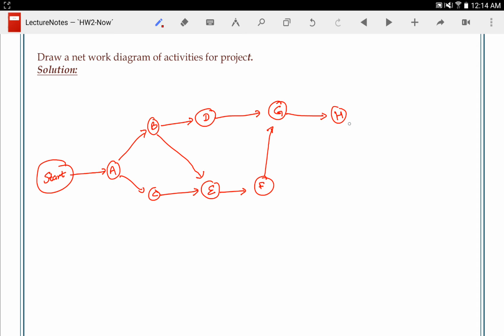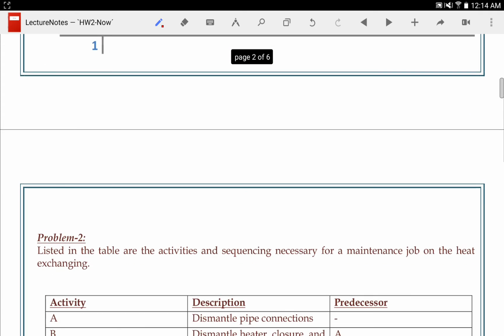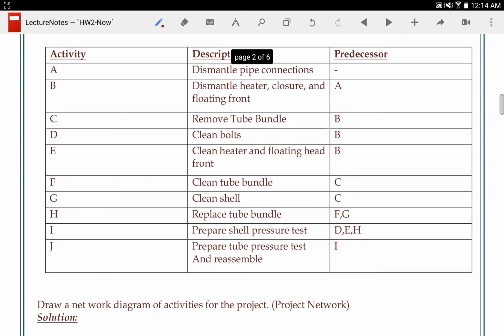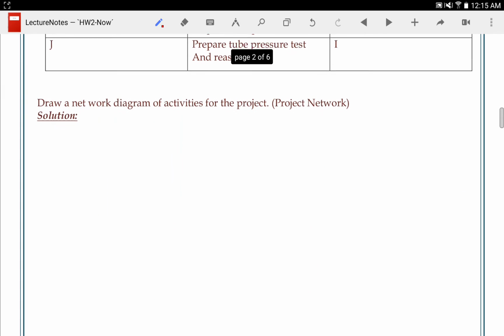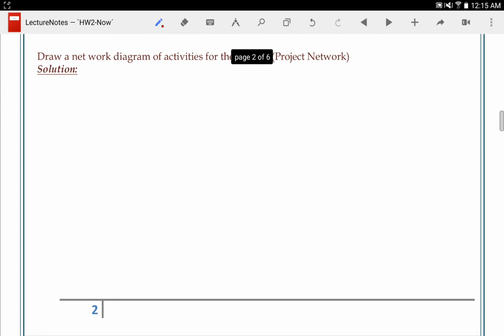I sometimes like to make a finish. Again, start and finish are really dummy nodes. You can choose to make them or not, it's up to you. Alright, let's get started with the second problem. The second problem is slightly bigger, but really nothing difficult again. Same exercise as the first one. Let's start with start. Again, you really don't have to do that.